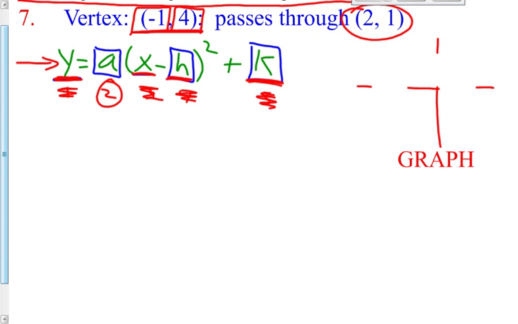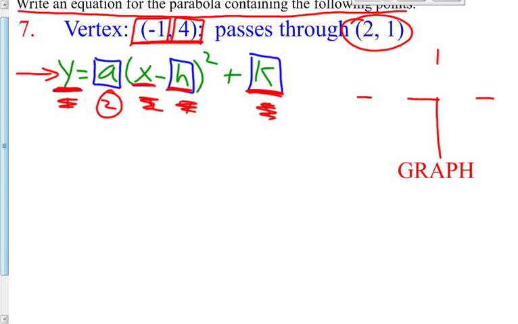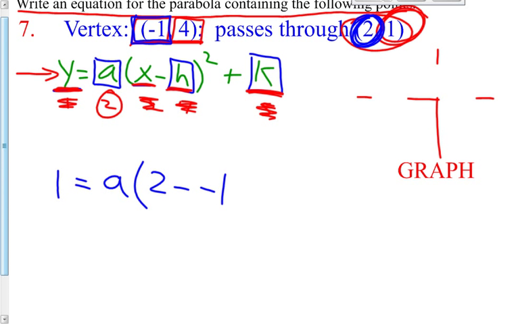We're going to use this formula. Y. What is y? Y is the y coordinate of a point that it passes through. So in this case, it is 1. So 1 equals a. We don't know what a is. That's what we're trying to find. Times the quantity x. Do you know what x is? Yes, x is the x coordinate of the point that it passes through. So it is 2 minus whatever h is. What is h? H is the x coordinate of the vertex. So it is -1. That quantity squared plus k. K is the y coordinate of the vertex. So it would be 4.